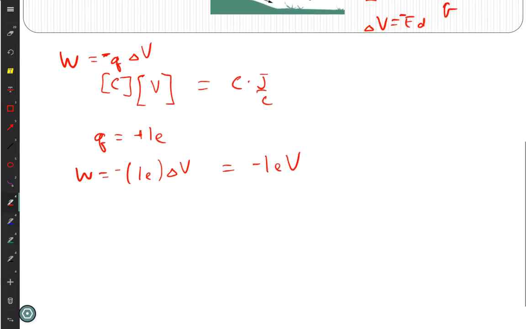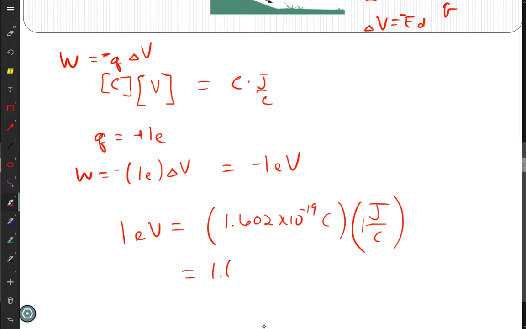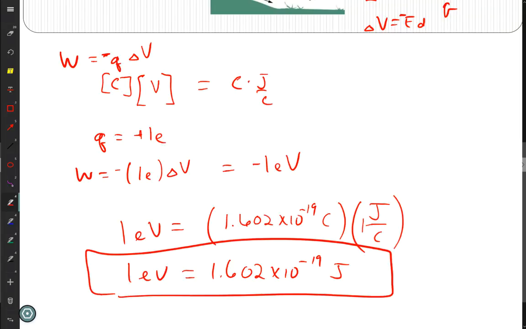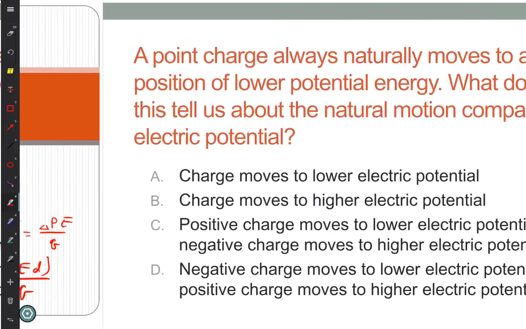And if you want to compare an electron volt to a joule, you just say, well, that's the charge of an electron, 1.602 times 10 to the minus 19 coulombs, times a volt, which is a joule per coulomb. So 1 electron volt is the same as 1.602 times 10 to the minus 19 joules. So it's just a very convenient unit for us to use. And you'll see we like to be convenient, so we like to use that unit.